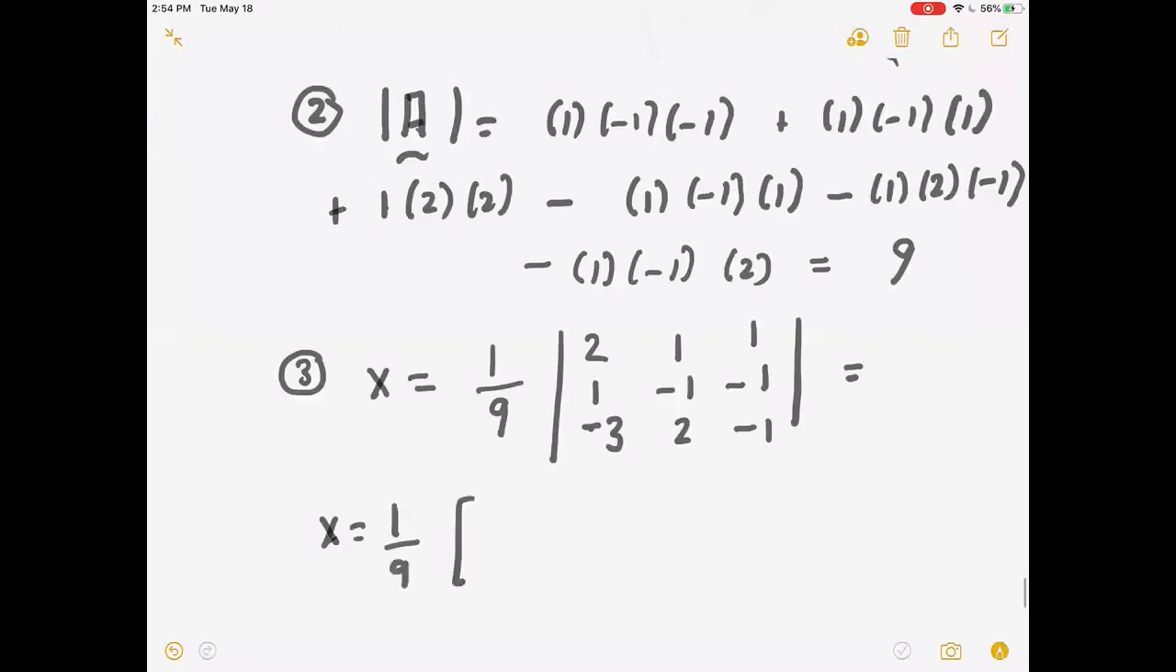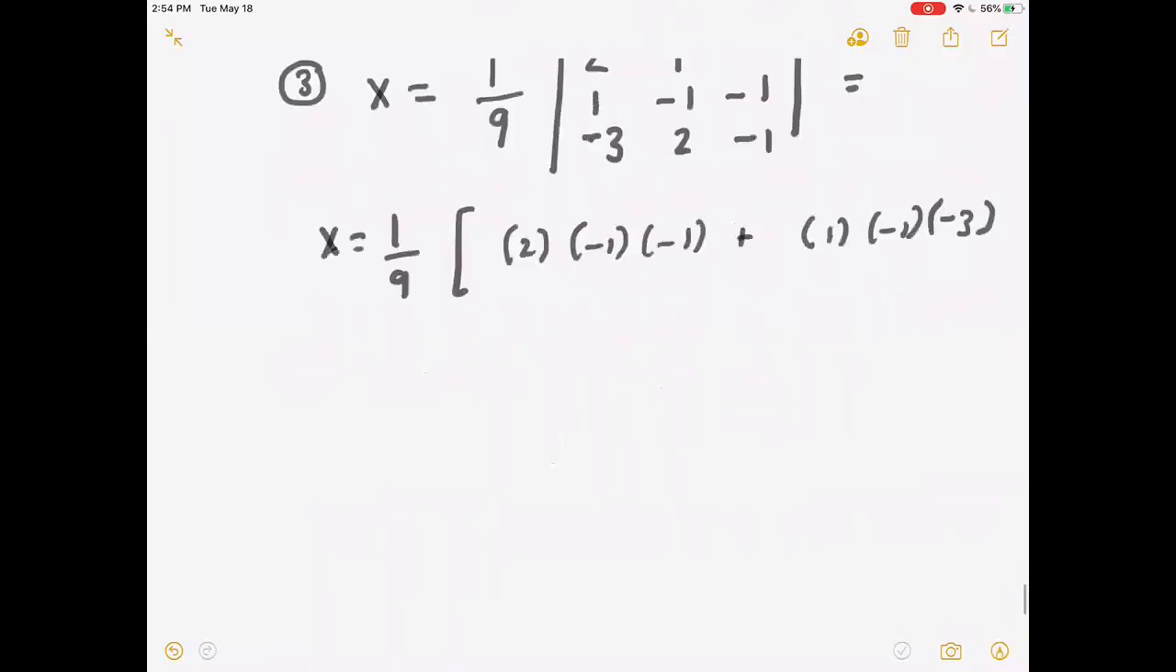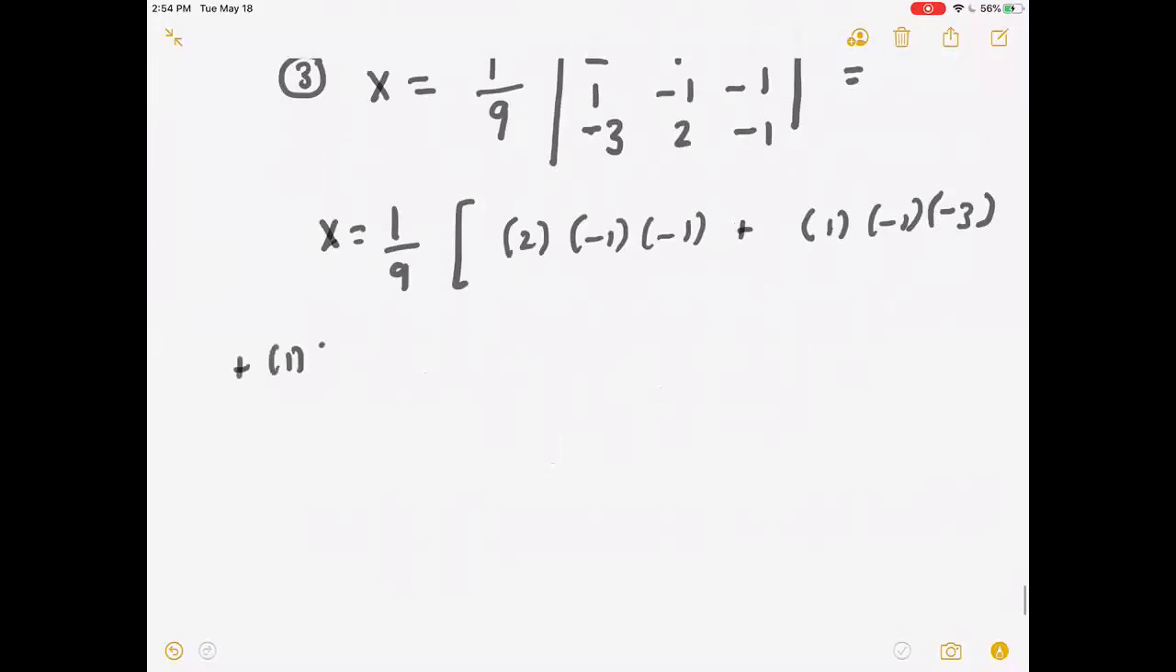And again, go slowly and write out all the terms. I have made mistakes in doing this. So you have to go slowly, especially get the arithmetic right and get the signs right. 2 times minus 1 times minus 1 plus 1 times minus 1 times minus 3. Let's continue over here. Plus 1 times 1 times 2 minus 3 times minus 1 times 1.